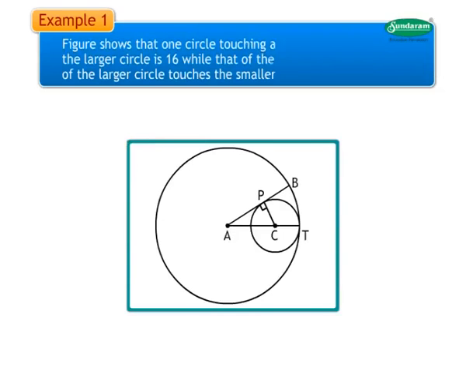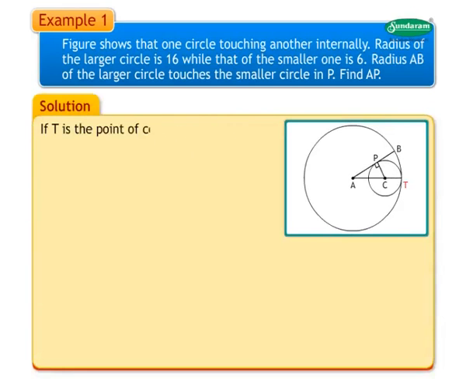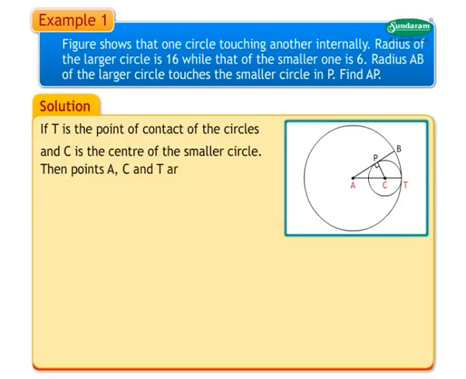Let us look at the examples. Example 1. The figure shows one circle touching another internally. The radius of the larger circle is 16, while that of the smaller one is 6. Radius AB of the larger circle touches the smaller circle at P. Find AP. Solution. If T is the point of contact of the circles and C is the center of the smaller circle, then points A, C and T are collinear.